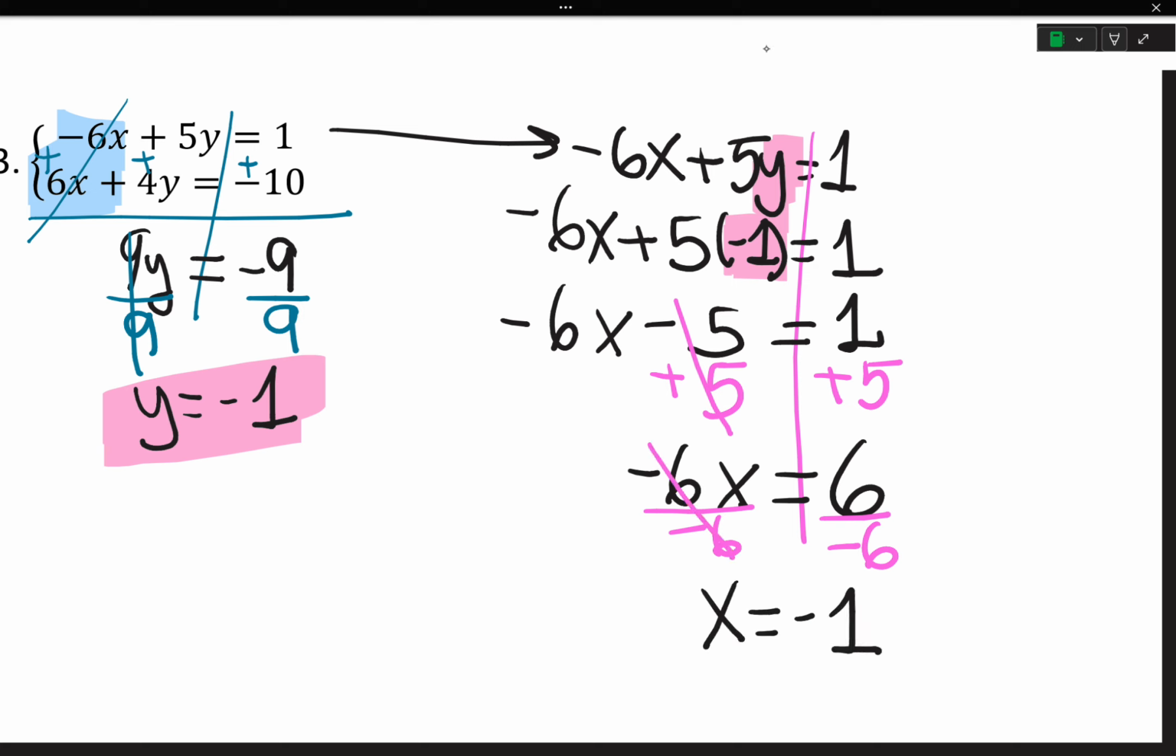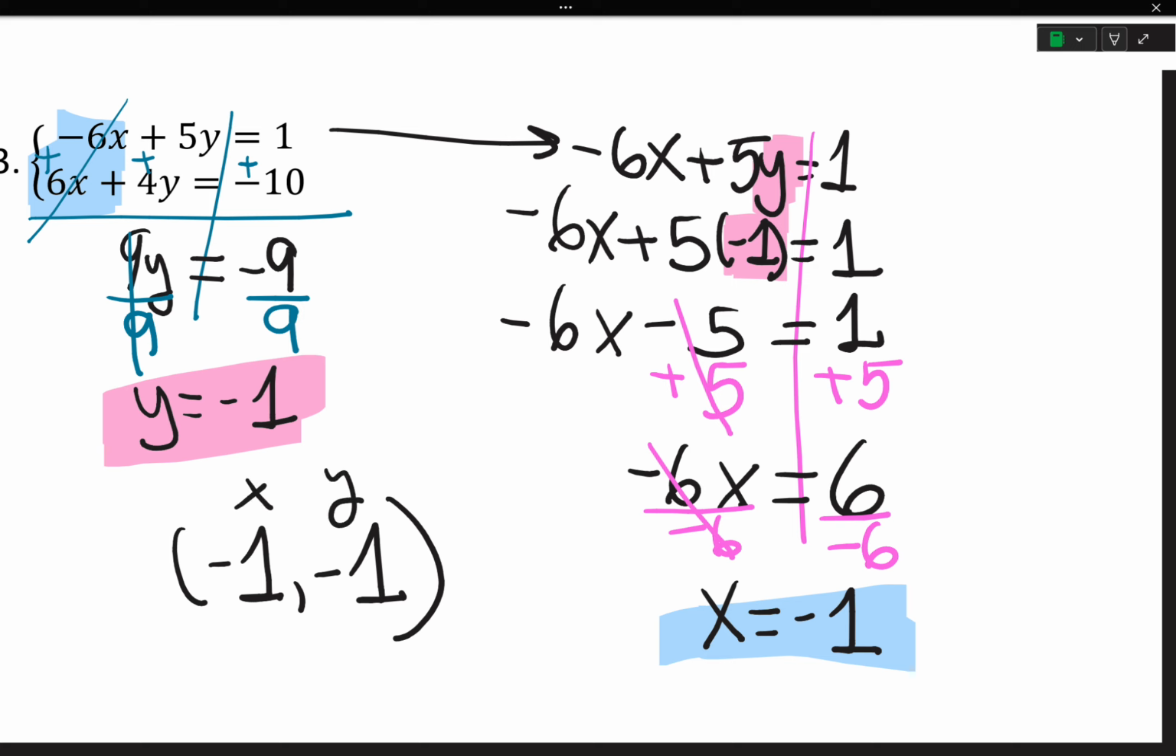Oh, I like these kind of problems when it's the same number twice. Negative 1, negative 1. Why do I like them? Oh, it looks pretty. Look at those two negative 1s next to each other. Wow.